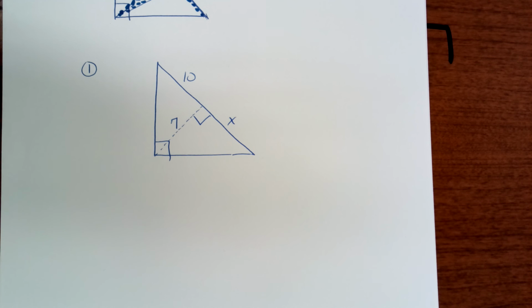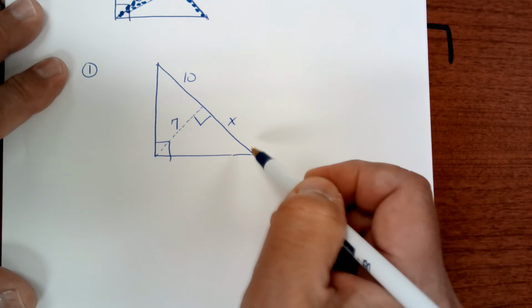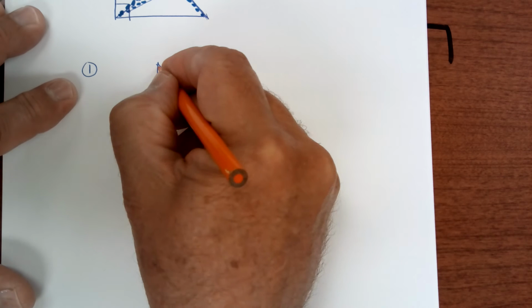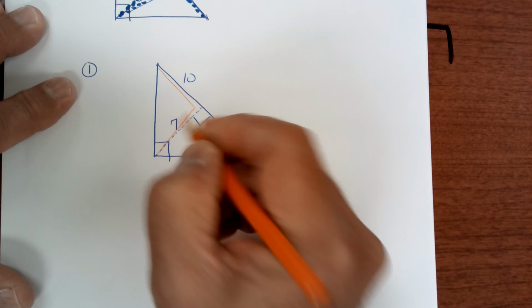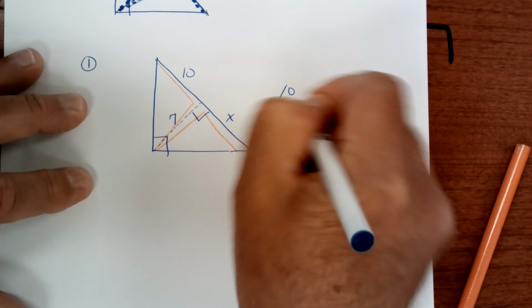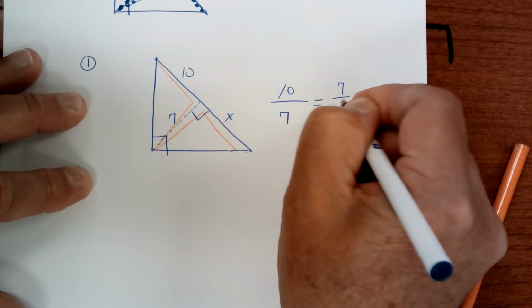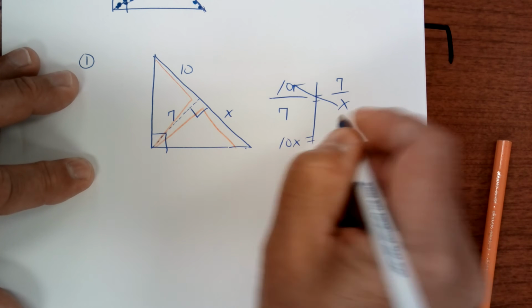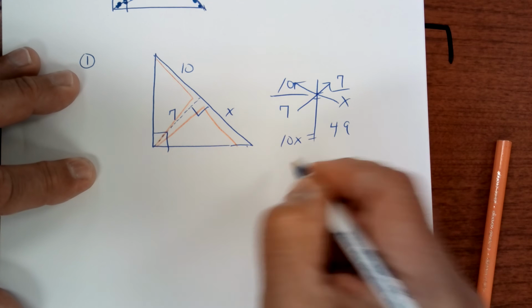So in a minute I'm going to have you work with your neighbor and discuss this. Right now I want you to work with your neighbor and set it up. You get to start at either end. I'm going to start up here. So I'm going to say 10 over 7 equals 7 over x. So write that down. 10 over 7 equals 7 over x. We're going to cross multiply here. We're going to get 10x is equal to 49. And then we're going to divide by 10 and get 4.9.